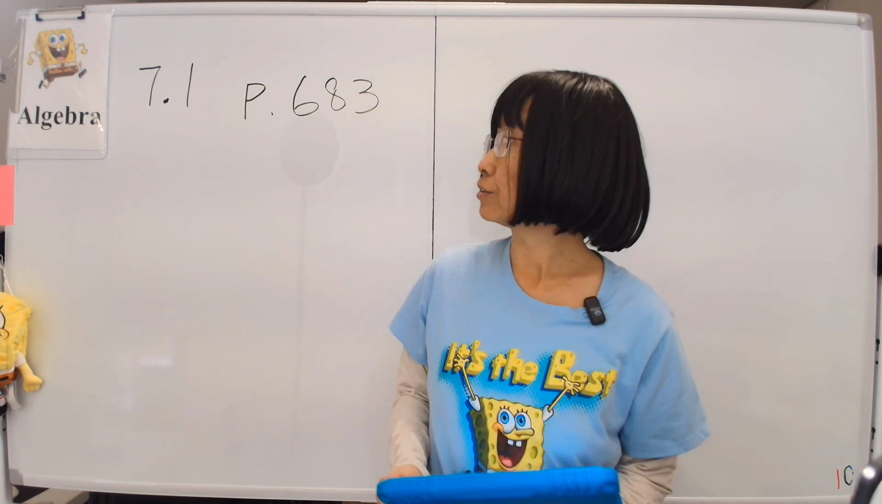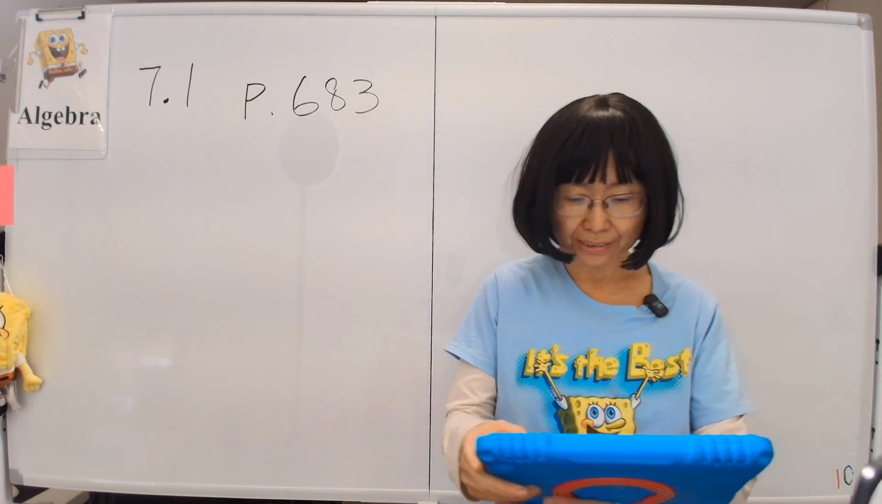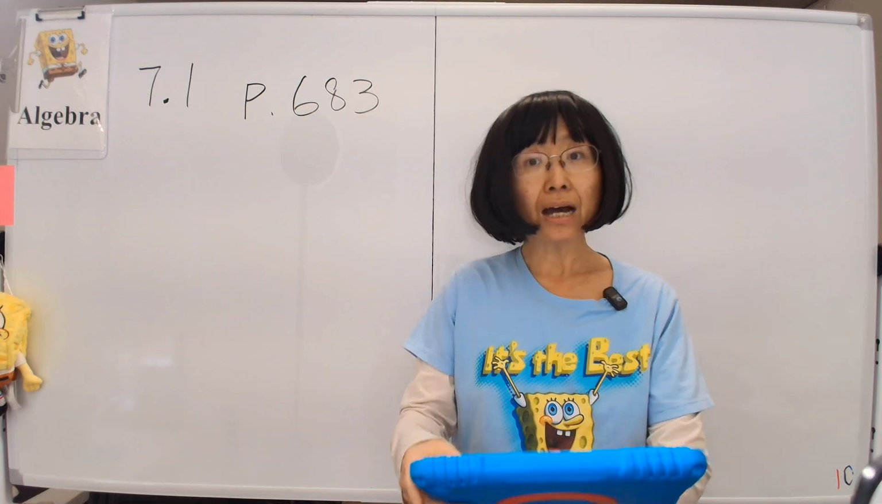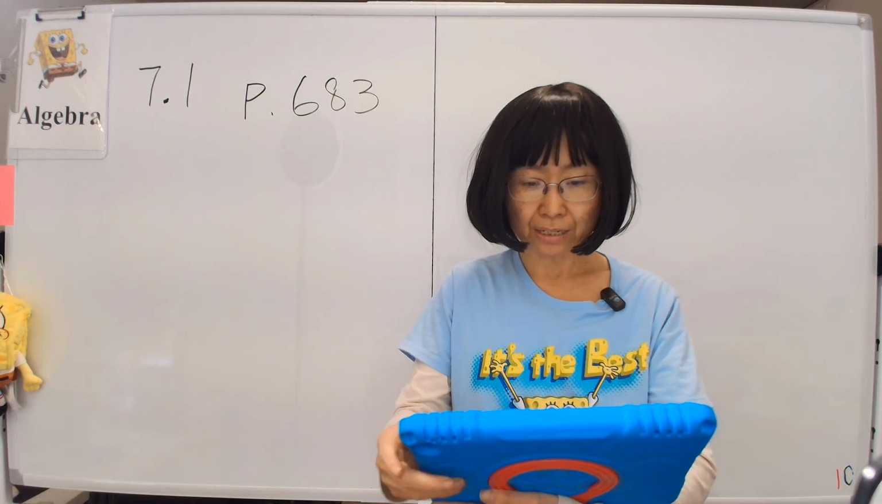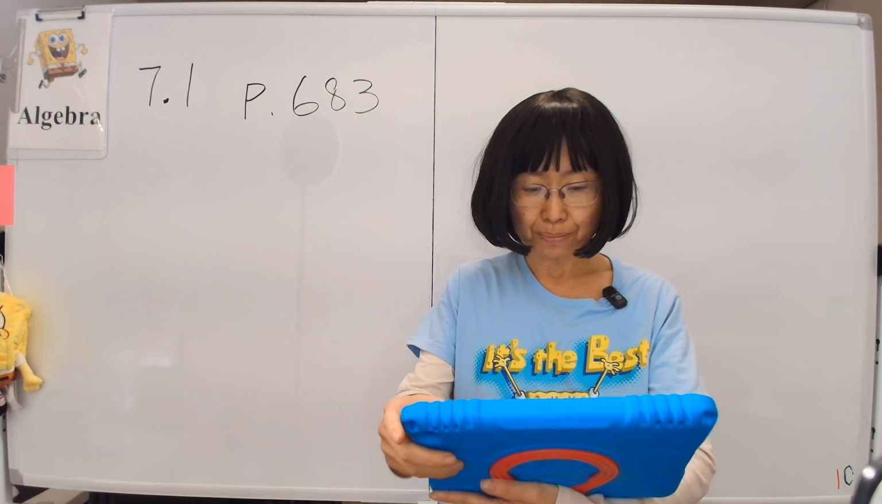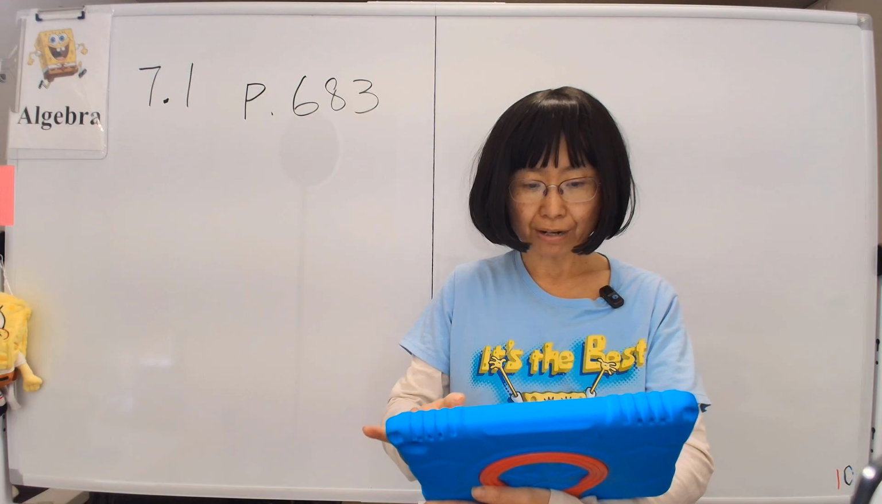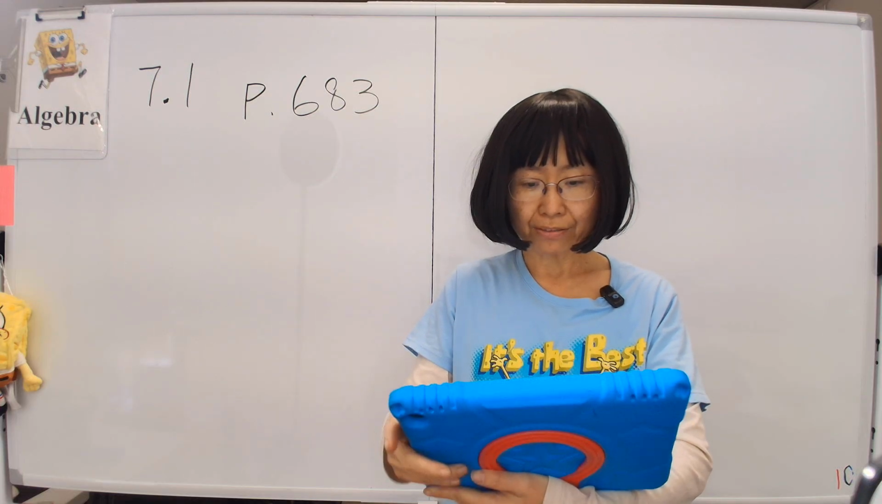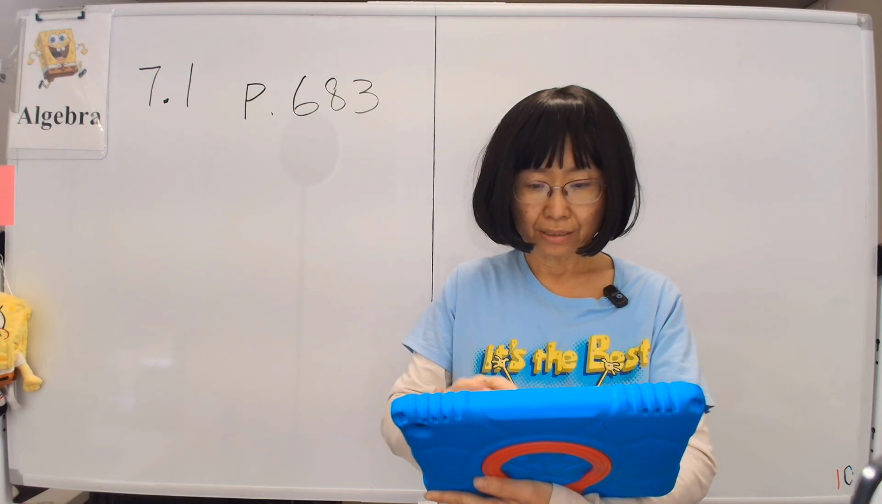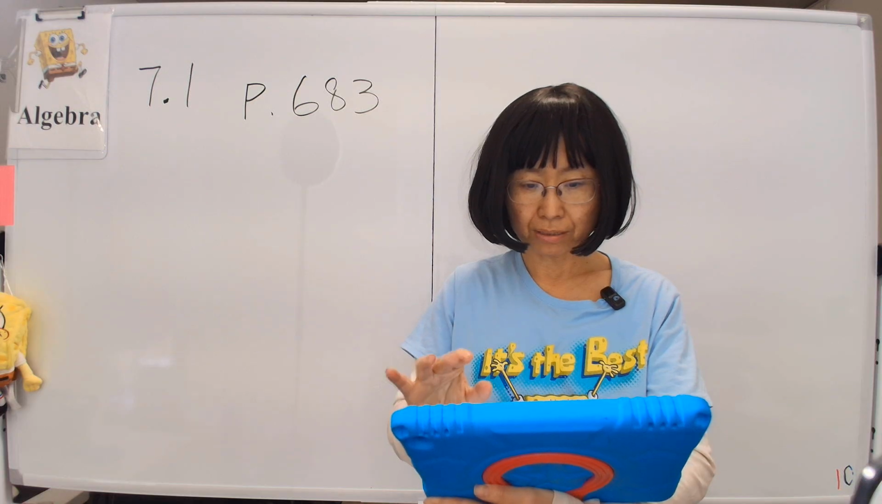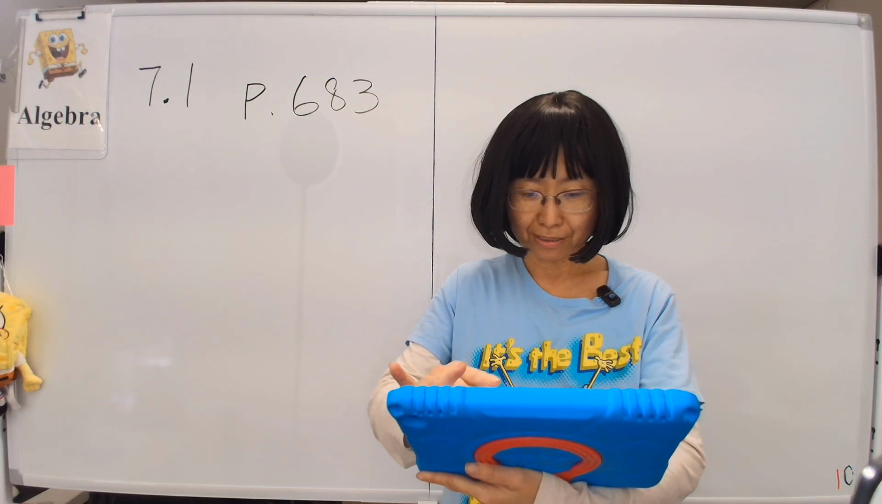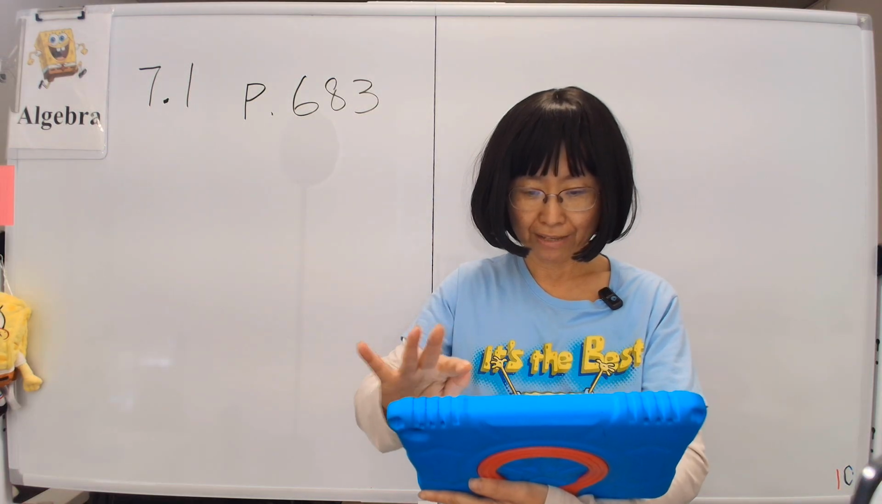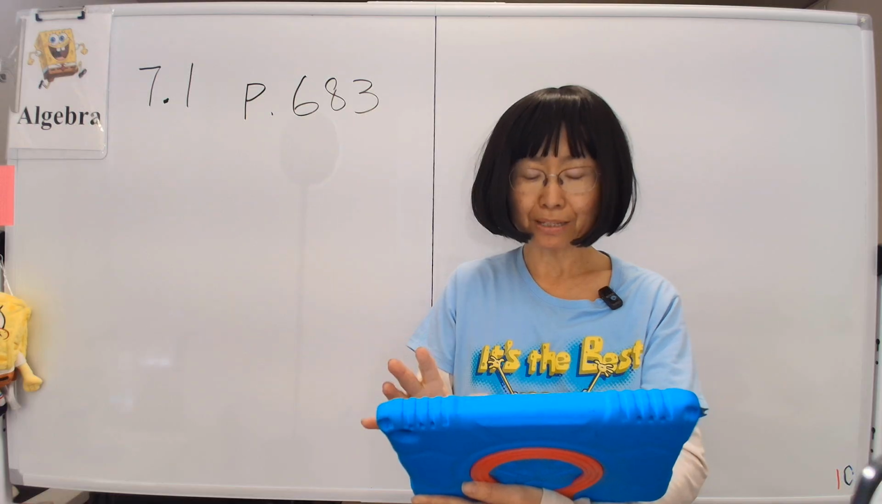Today we are going to do section 7.1 on page 683, systems of equations. First let's look at this page and look at three graphs. If we have some kind of equation such as... let's see, on this page there is no equation to look at. Maybe I'll look at the previous page.